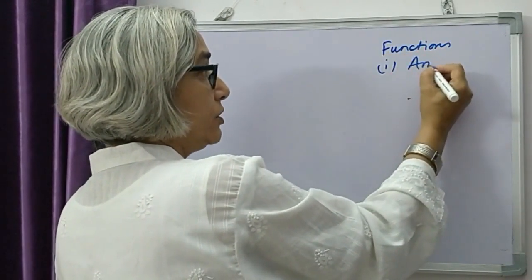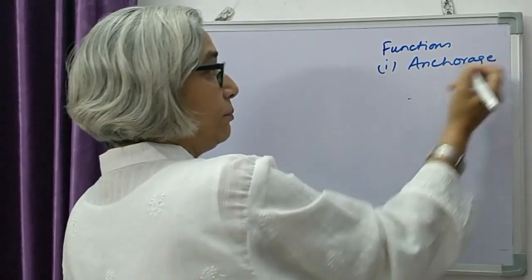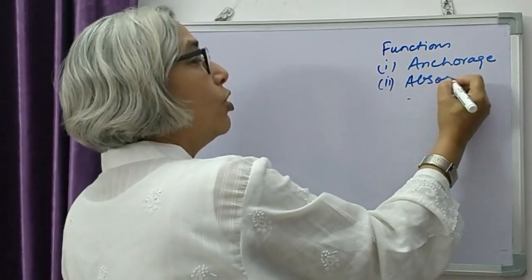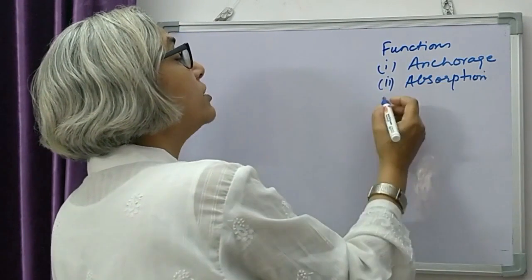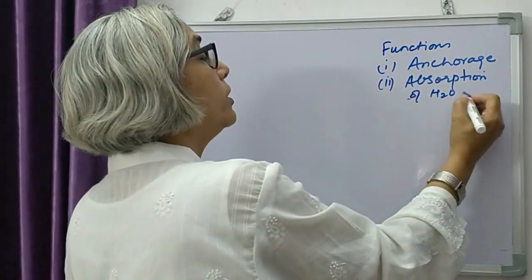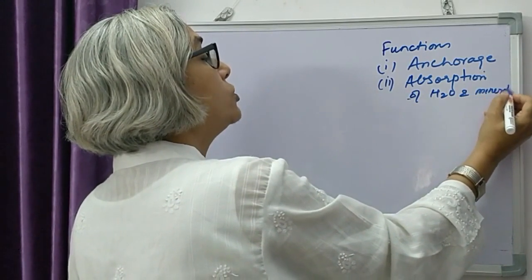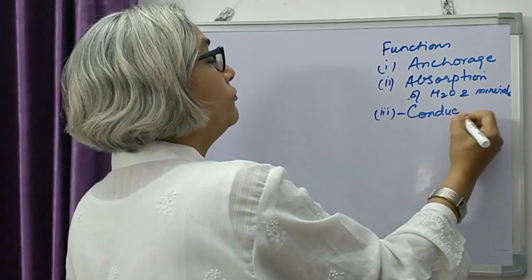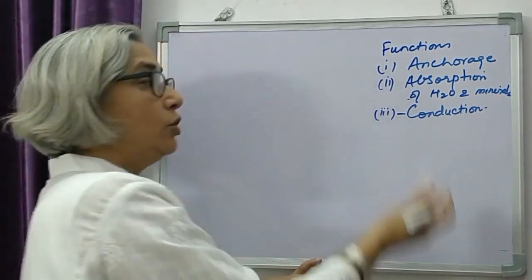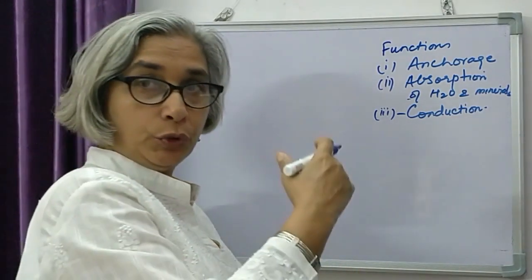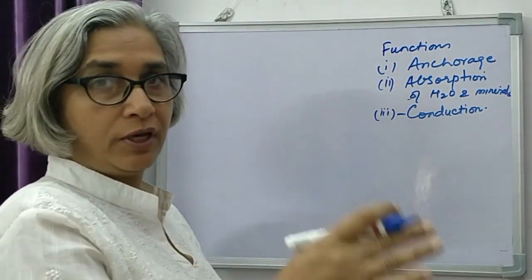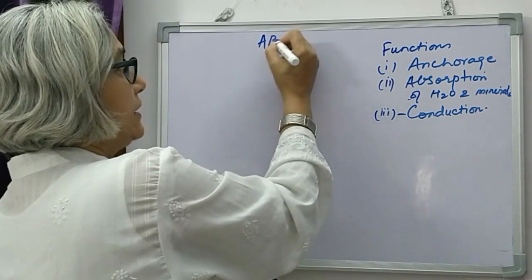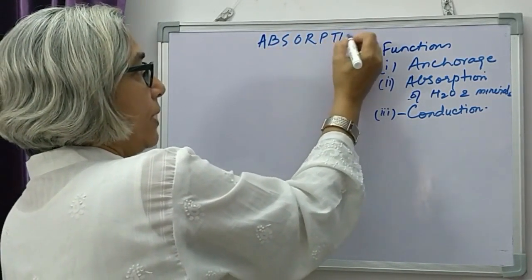First, anchorage, which means it fixes the plant to the soil. Second, it helps in absorption of water and mineral salts, so absorption of water and minerals from the soil. And thirdly, it helps in the conduction of these absorbed substances to the upper parts of the plant, to the shoot, to the branches, to the leaves, to the flowers, everywhere. So this is clear. The chapter is titled Absorption by Roots.